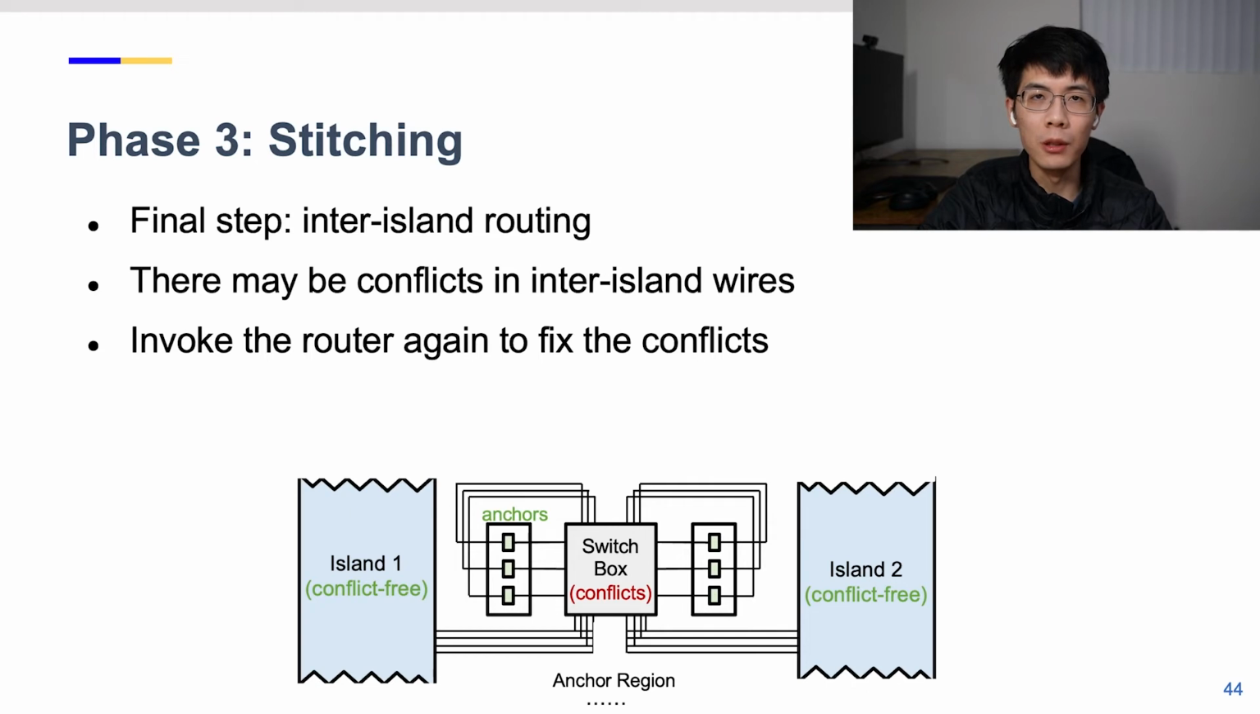The final step of the flow is to fix potential conflicts in inter-island nets after stitching. As the figure shows, two islands connect to the same anchor registers through shared routing resources. Therefore, it is possible that there are routing conflicts in this shared resource after we stitch two islands together. As a result, we need to invoke the router after stitching to do a final pass of rip-up and reroute of the inter-island nets.